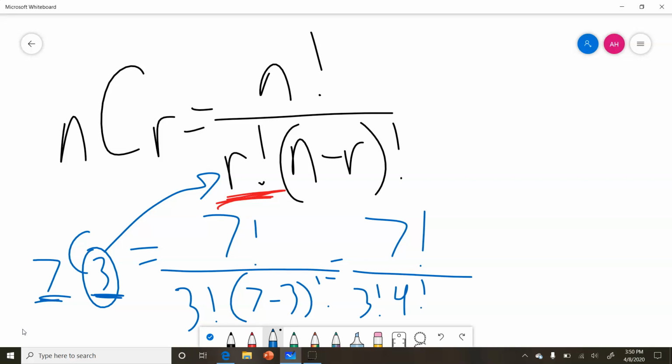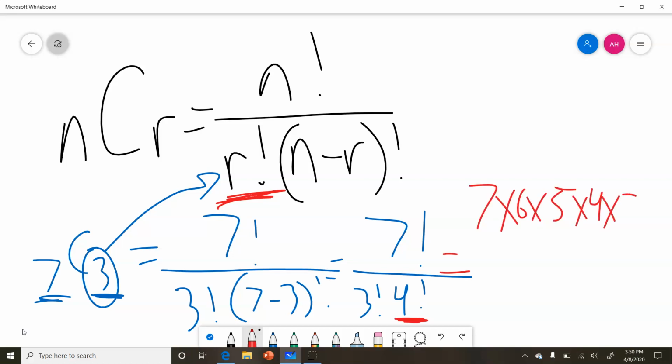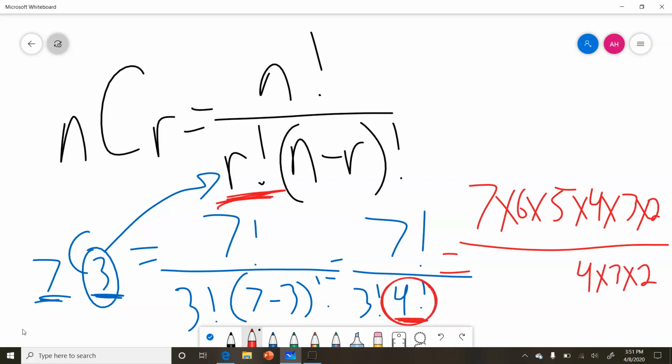You take the bigger one on the bottom, which is the 4 factorial. Okay, so we come up here to the 7, and I write 7 times 6 times 5 times 4 times 3 times 2, right? The 1 really doesn't matter because times 1 is the same thing. And then I take this 4 and I go 4 times 3 times 2, and look what happens.